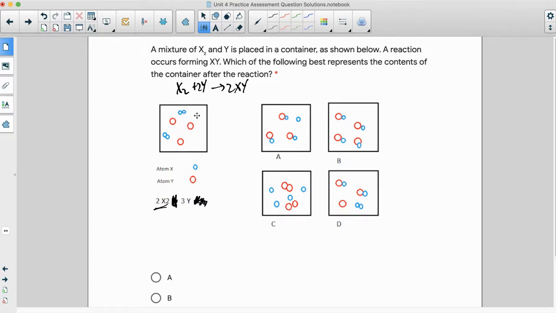So here we can see that each X2 and 2 of the Y's, so let me grab an X2 and 2 of the Y's, that will form 2 XY's here. Okay, so we need at least 2 XY's. Here we're going to rule out this one because that has no XY in it. And then what's left over here, so this red atom can attach to one of the blue atoms and form another XY. And there will be one blue atom left over. Okay, so those will make another XY and have one blue atom left over. So A is the correct answer.